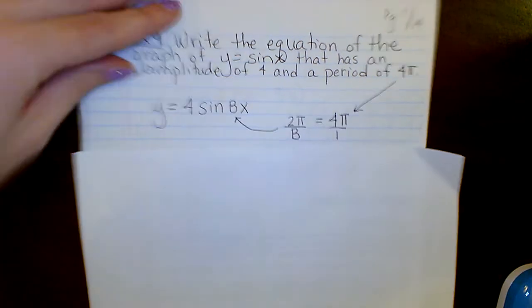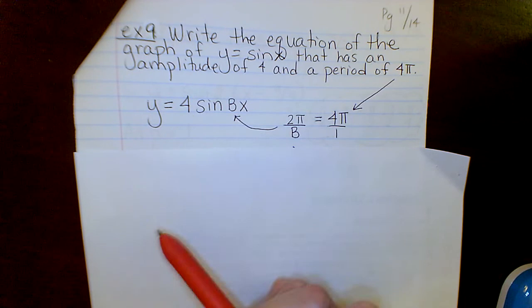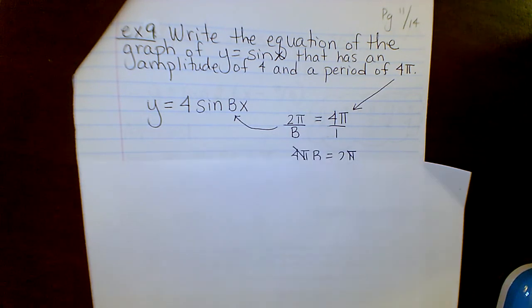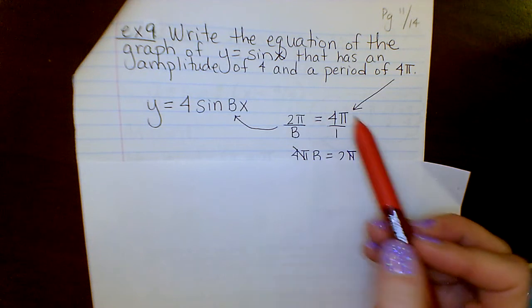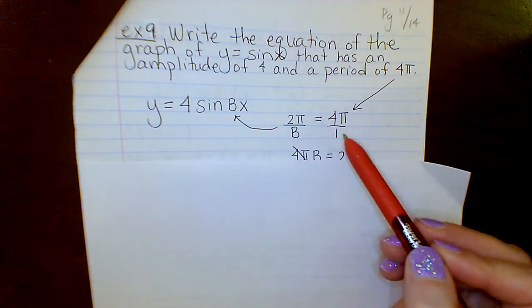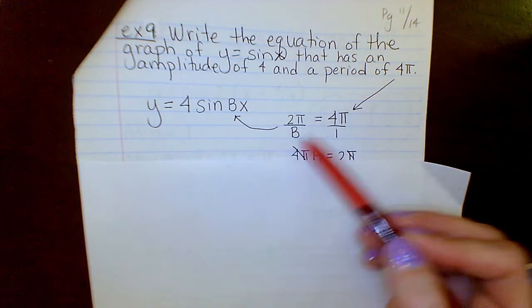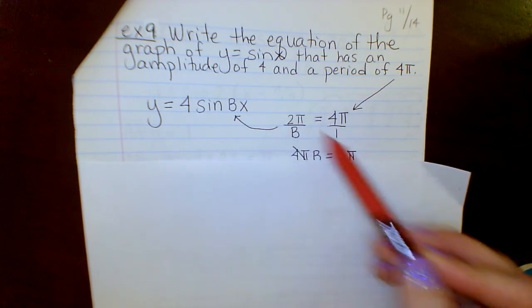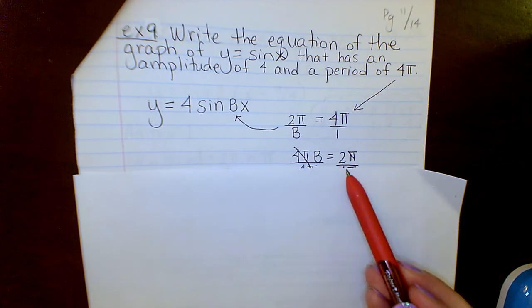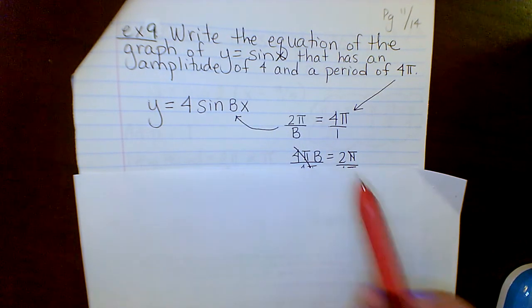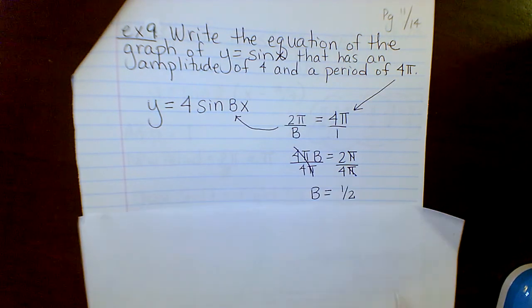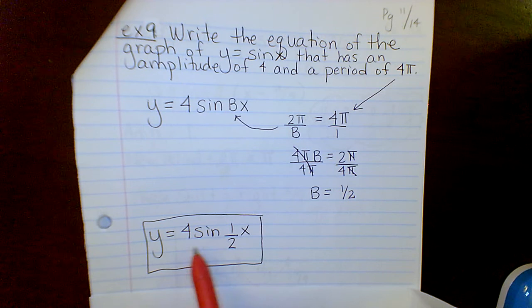Alright, so got the 4 in there for the amplitude. The b was 2 pi over b is 4 pi over 1. Now, the way that we can solve this is by cross multiplying. Look at this as a proportion. So we get b times 4 pi equals 2 pi times 1. So 4 pi times b equals 2 pi times 1. And then solve this for b by dividing both sides by 4 pi. The pi's cancel and you get b is 1/2. So my final equation ends up being 4 sine 1/2 x.